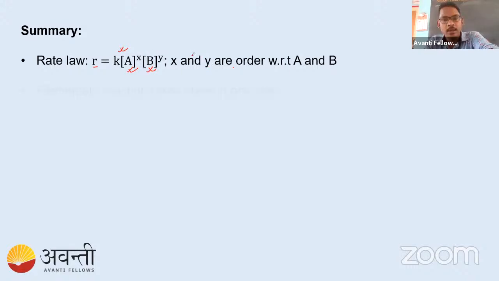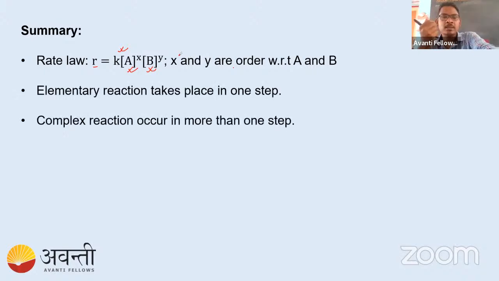And what is the overall order of this reaction? Okay. So what is a complex reaction? A complex reaction is one that takes place in more than one step. Yes, that is a complex reaction.